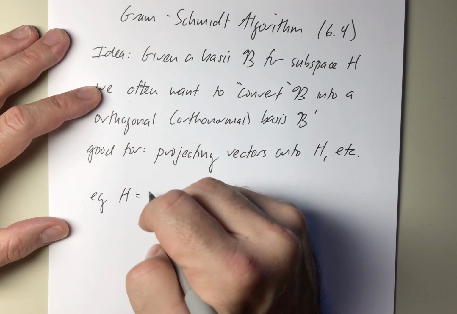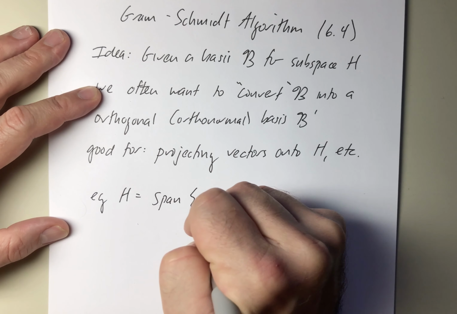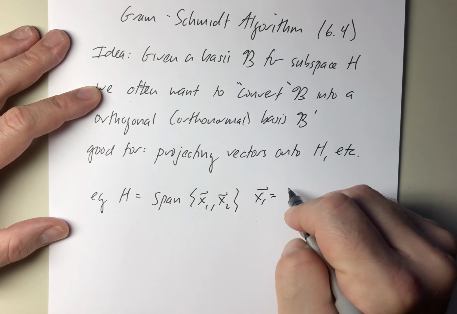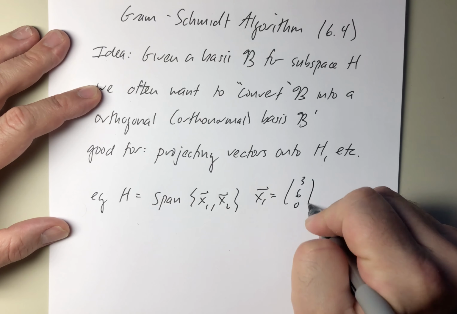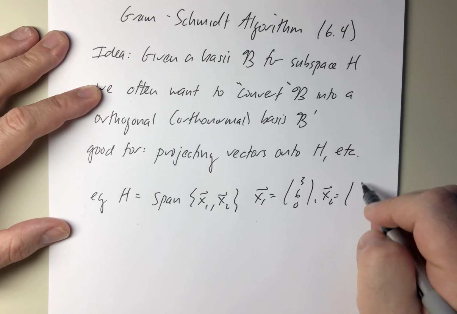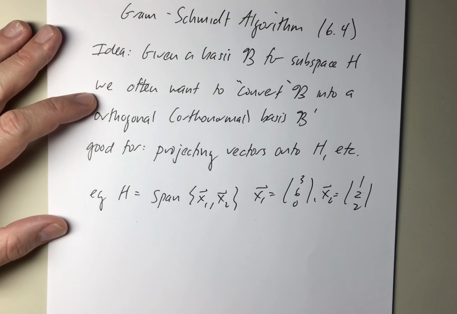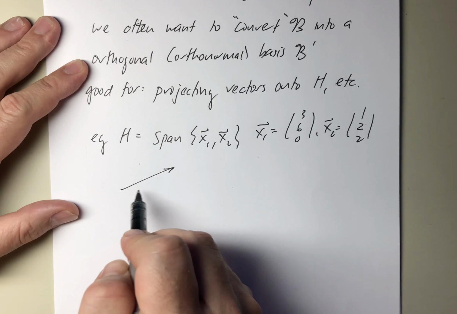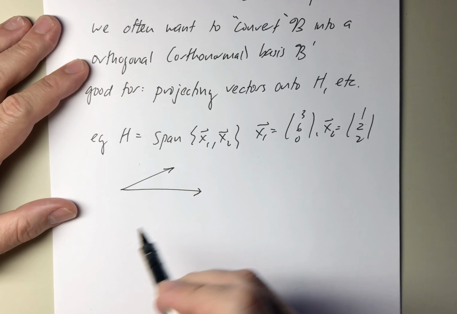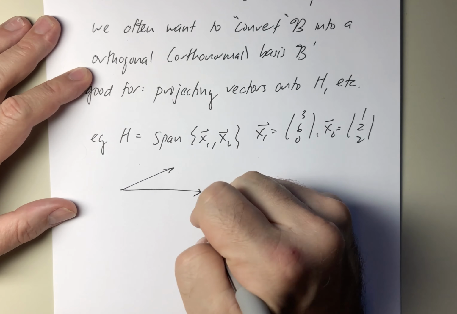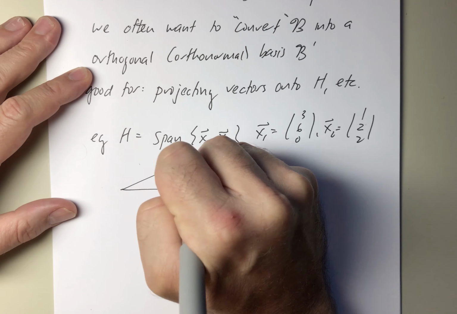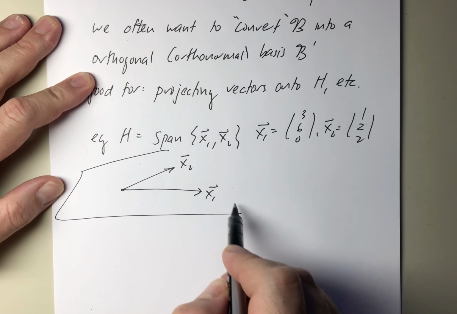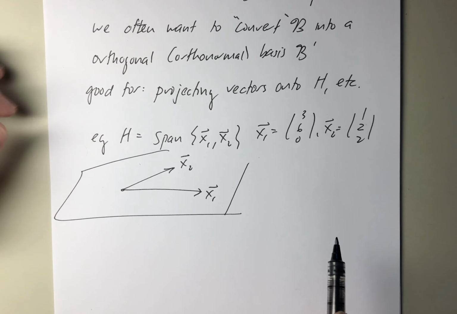If H is the span of, let's say, x1 and x2, where x1 is (3, 6, 0) and x2 is (1, 2, 2), let me try to draw a cartoon picture here. I don't want to draw the three-dimensional coordinates, it'll just get too busy. But I've got these two vectors in 3 dimensions. They span a plane, right? So the span of those two things is a plane. Call that H.